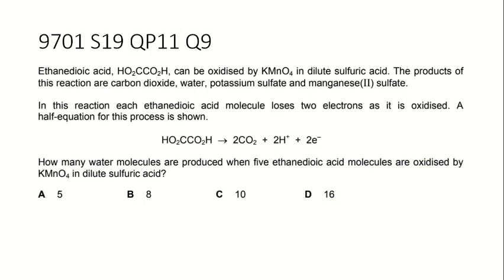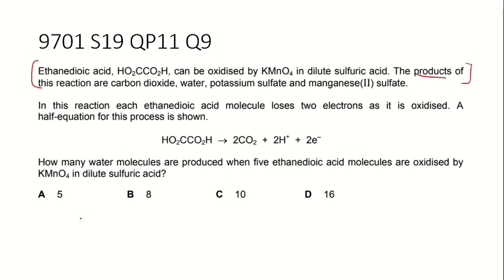This question is about redox, and we're supposed to balance the equation to find how many water molecules are produced when 5 ethane dioic acid molecules are oxidized by KMnO4 in dilute sulfuric acid. The first thing I will do is write the overall equation based on this statement, because this statement tells us the products of the redox reaction.